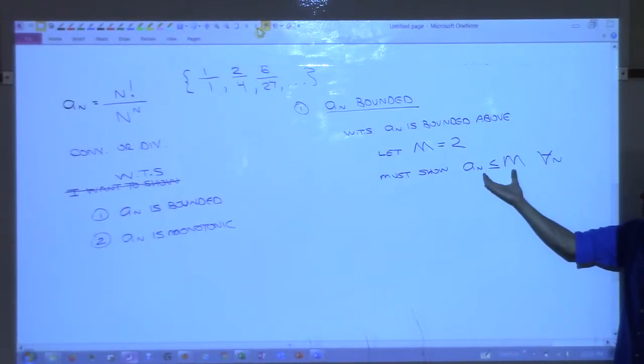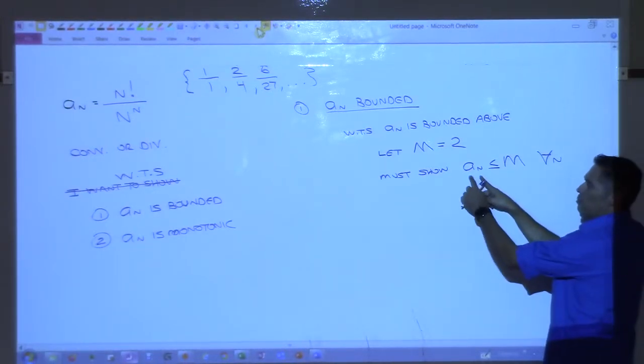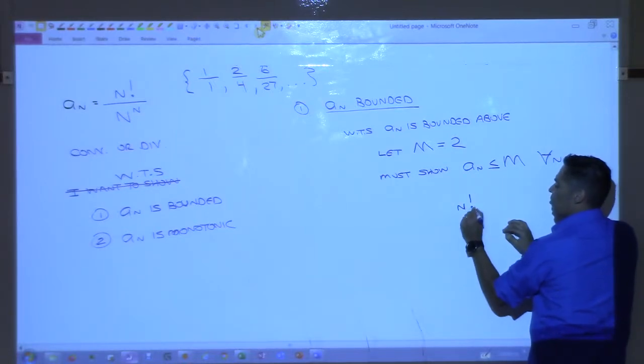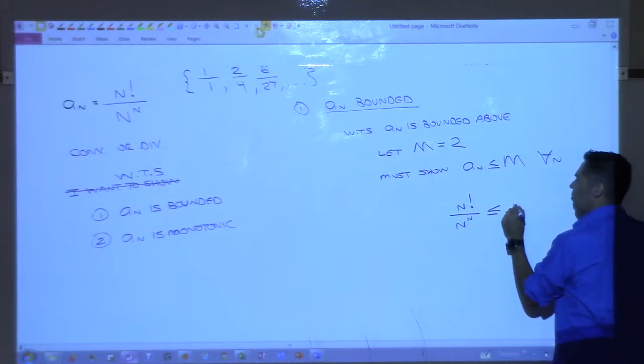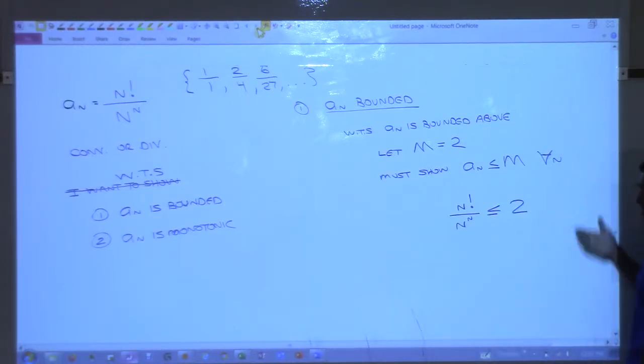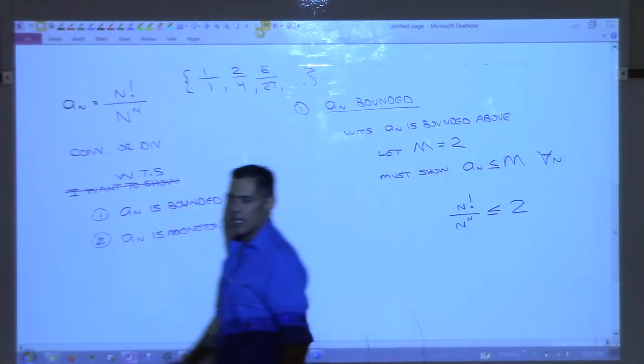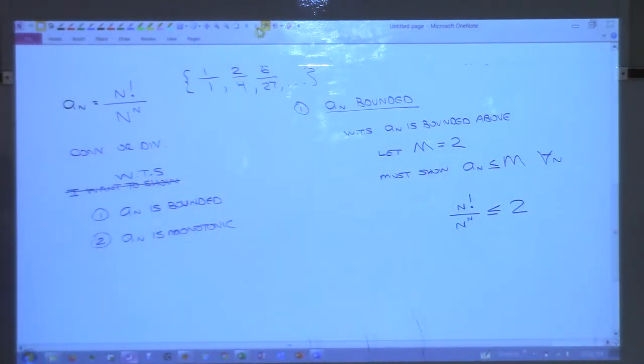So let's check this inequality. Is this true? What's my sequence? N factorial over n to the n. Is that smaller than or equal to 2? This is a question. You can't just state that. You have to actually show that's true. Is that always true? You can tell from here it is, but we need to show it. Do you understand what I'm doing?